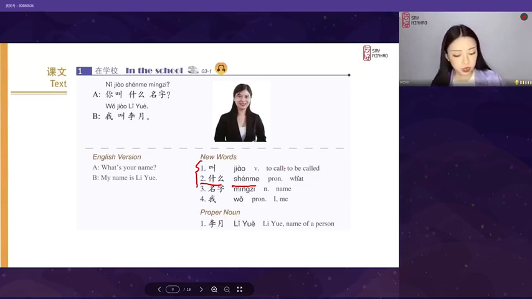叫什么? Connect these two, 叫什么? Then it means, what are you called? How are you called? In this way, so 叫什么? What's your name? So next one is 名字.